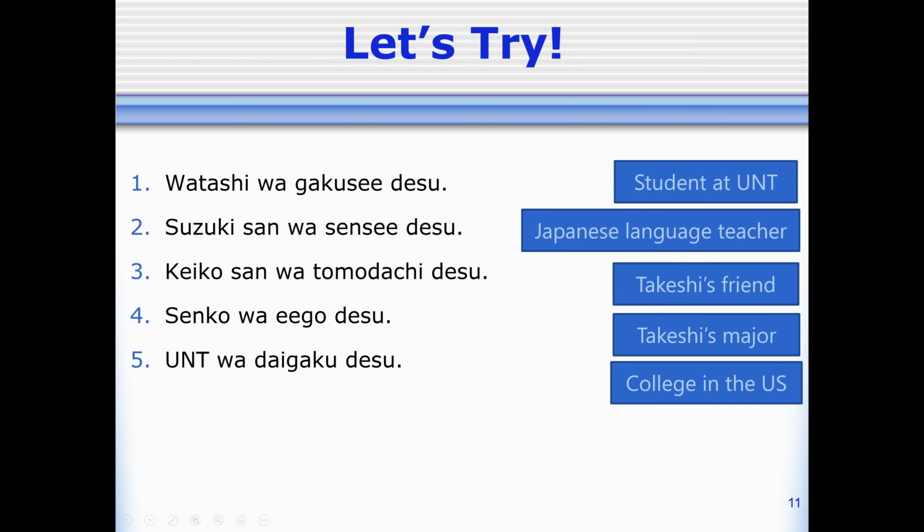Now let's practice a little more. Here we have some sentences in Japanese. Let's see if you can make the information in them more specific. So let's try together. 私は学生です.